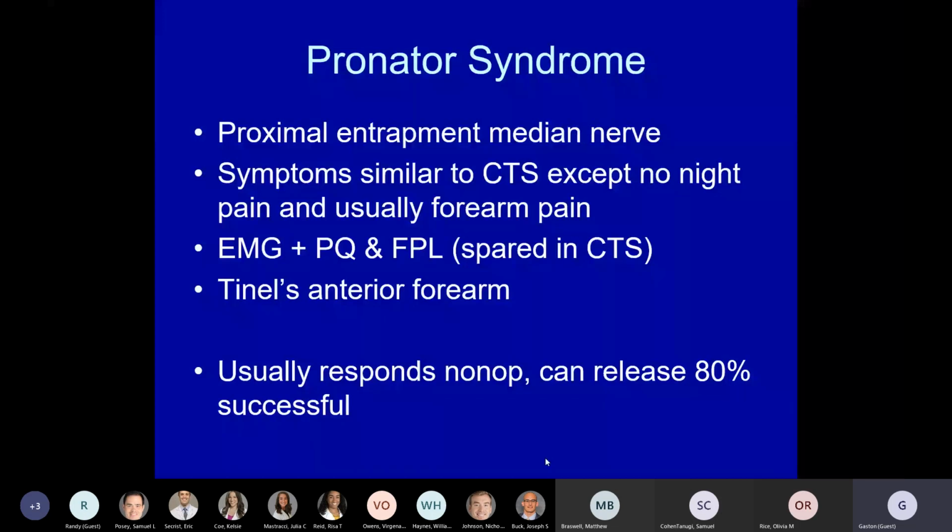Pronator syndrome, proximal median nerve entrapment. And symptoms are going to give you basically a patient that shows up with carpal tunnel-like symptoms. But if they give you forearm pain or like FPL weakness, be thinking pronator syndrome. EMG will typically show changes in pronator quadratus and FPL, and they'll give you something like a Tinel's or tenderness in the proximal forearm. Your answer is going to be non-op, and if that fails, then you're going to release them with 80% success rates.